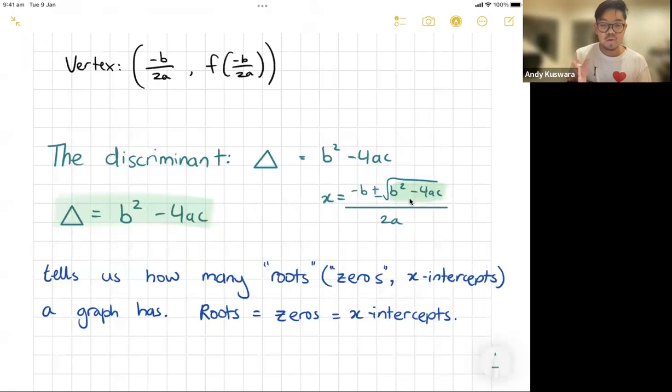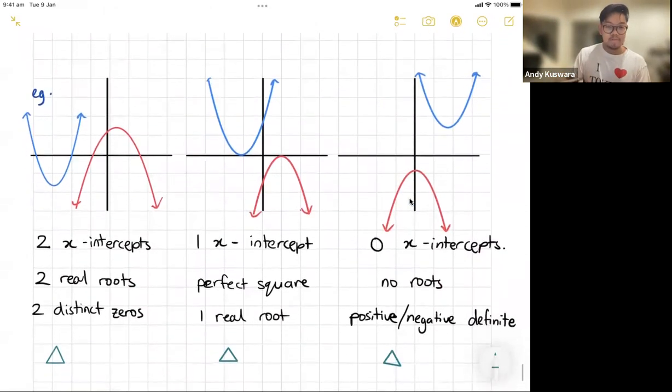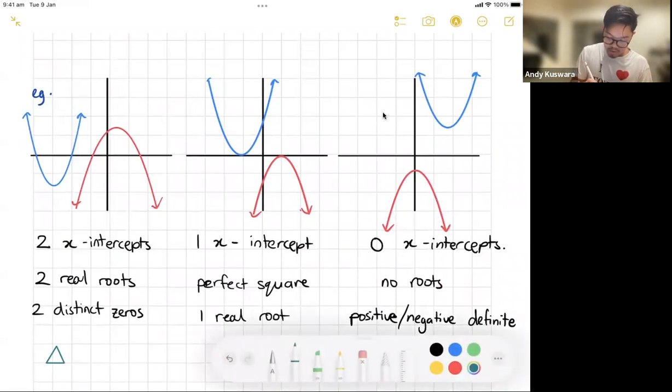Okay, now these words roots, zeros, and x-intercepts, they're all interchangeable. A root means a zero means an x-intercept means a root, same thing. Okay, now this is what I mean. If I'm talking about x-intercepts, I'm going to try to highlight these in maybe yellow.